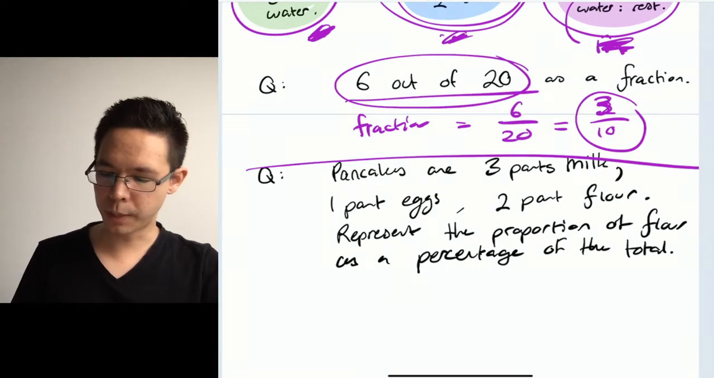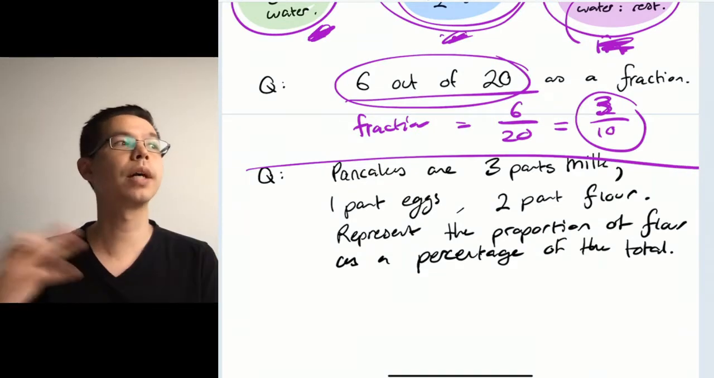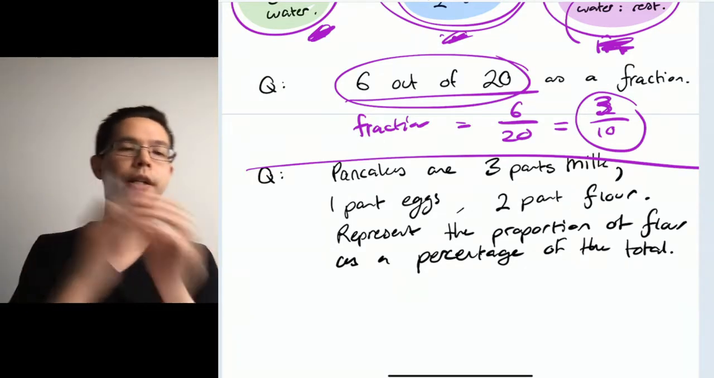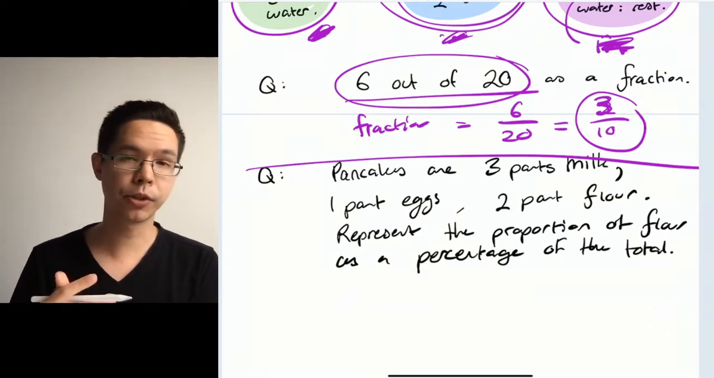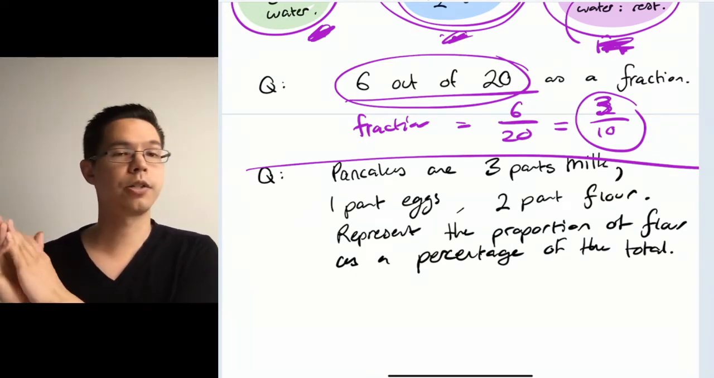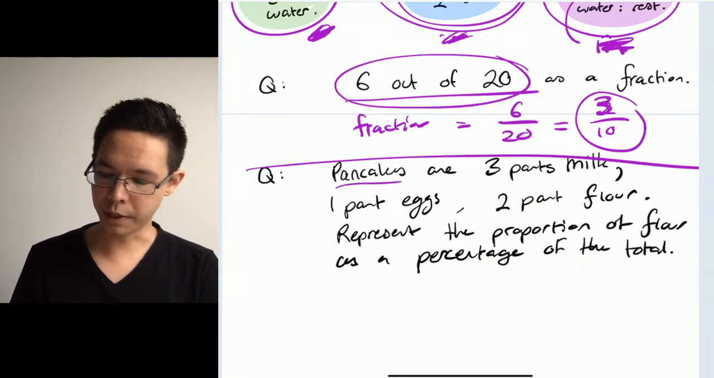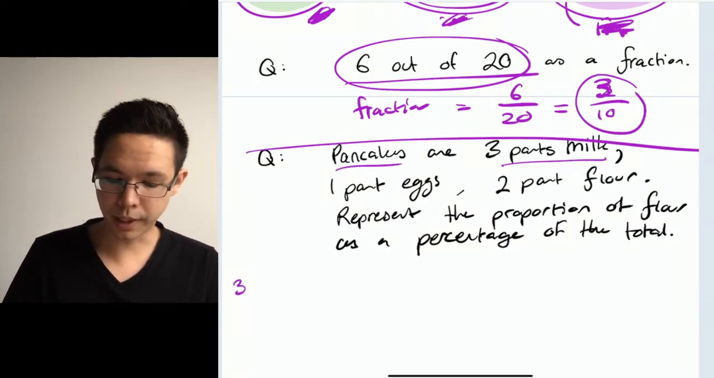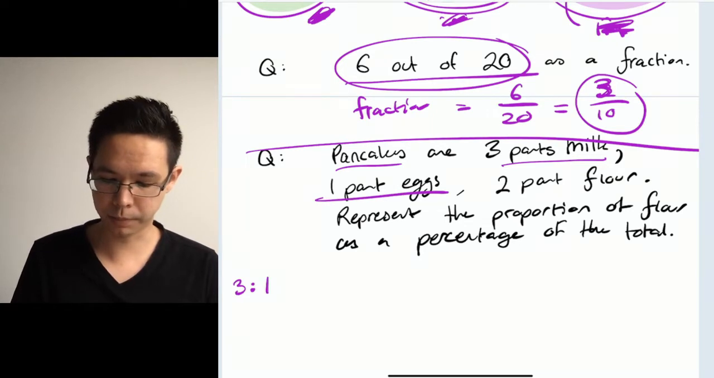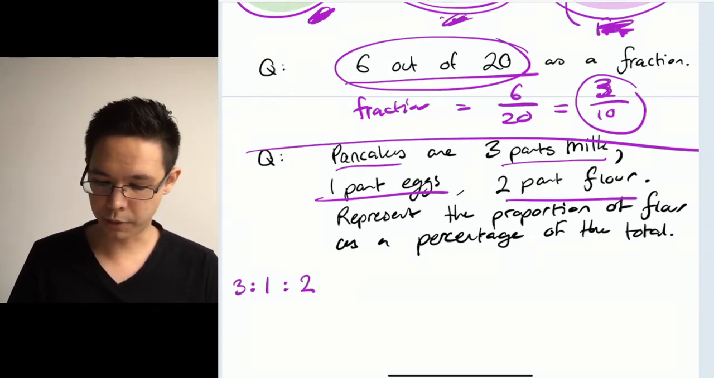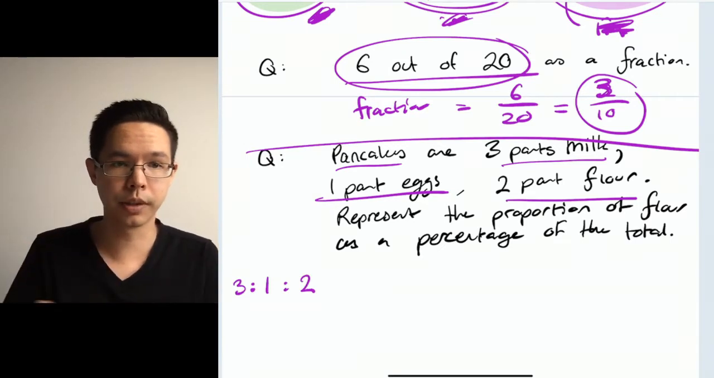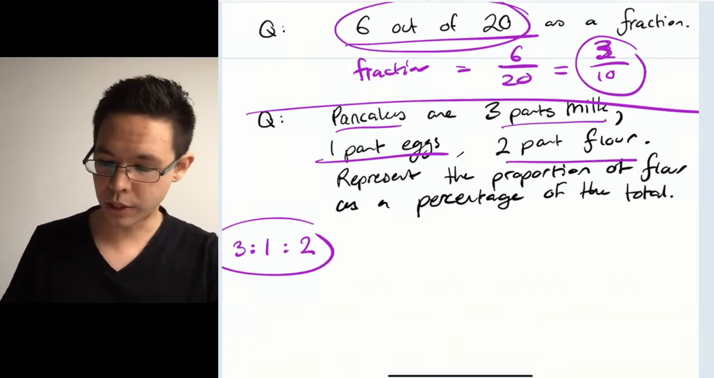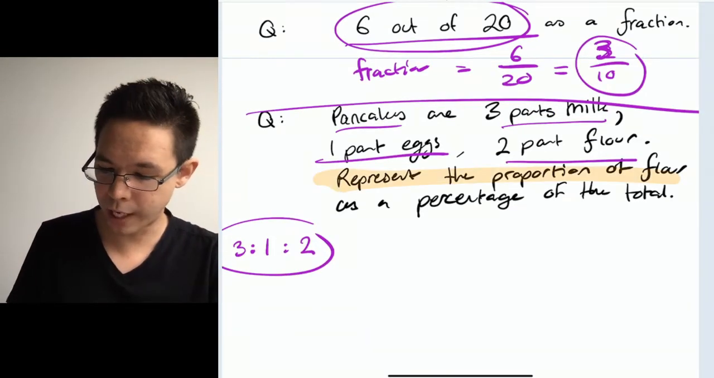Moving on. Here's another type of question you might be presented with, where they're going to describe to you quantities of things that are related in terms of proportions, like how much of this versus another object. So here I've got a basic pancake recipe. You'll find that this generally works. Pancakes are 3 parts milk. So I could represent this as a ratio if I wanted to, just down the side. So 3 parts milk is to 1 part egg, is to 2 parts flour. So that's another way of showing that information as a proportion. But the question I actually wrote here is represent the proportion of flour as a percentage of the total.